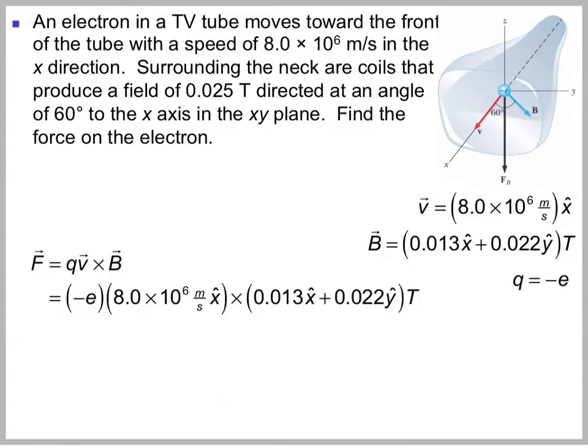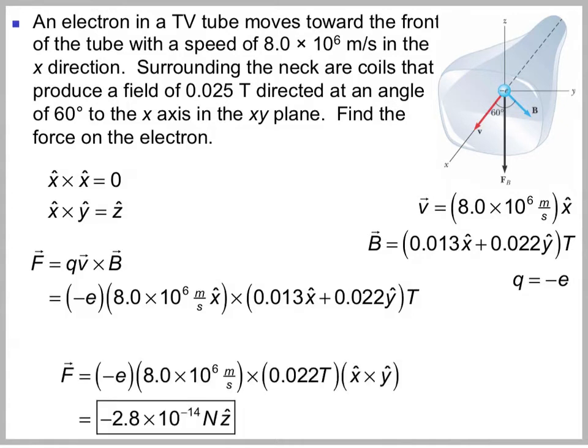So force is Q V cross B. Q is minus E, V is in the x direction, and B is in the x and y direction. Now, we remember from cross product that x cross x is 0, and x cross y is z. So this term and this term we can neglect because x cross x is 0. Plug that together, we're going to get minus E times the velocity times the magnetic field in the x cross y direction. So it's minus 2.8 times 10 to the minus 14 newtons in the z direction.